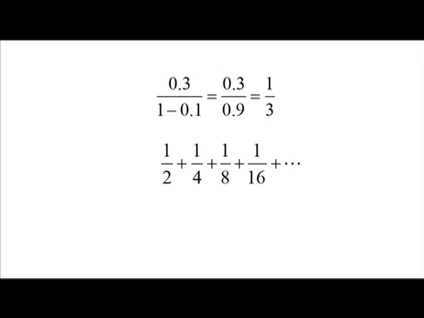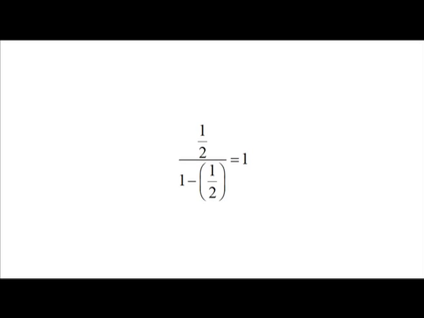Consider the series 1 upon 2 plus 1 upon 4 plus 1 upon 8 plus 1 upon 16 plus etc. That is, the series 1 upon 2 plus 1 upon 2 square plus 1 upon 2 cube plus 1 upon 2 power 4 plus etc. The given is a geometric series with a equal to 1 upon 2 and r equal to 1 upon 2. Here absolute value of r is less than 1, hence the series is convergent and its sum is given by 1 upon 2 upon 1 minus 1 upon 2, which is equal to 1.